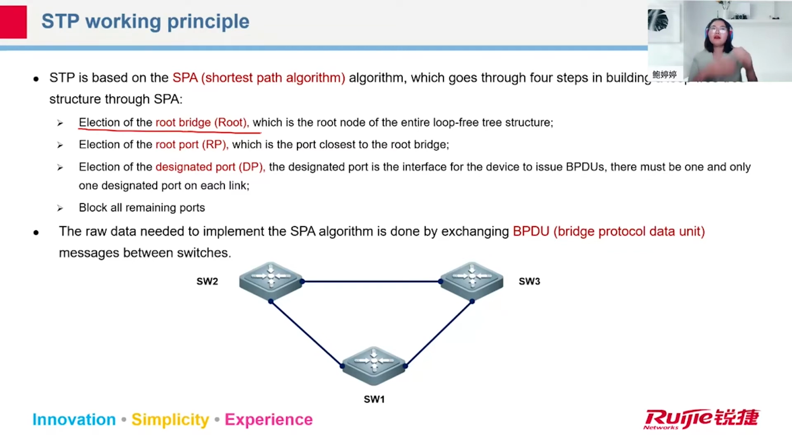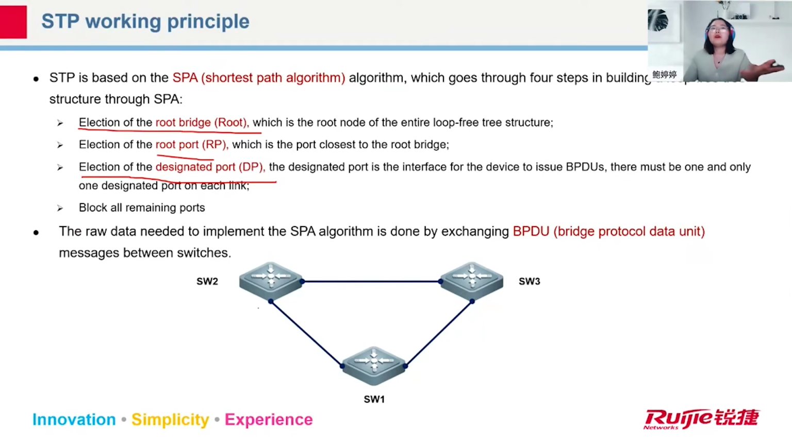And the second one, except for the one root bridge, the rest of the switches we call non-root. And for each non-root switch, there is one RP, one root port. For the root port, we will select the lowest cost value connecting to the root. And then on each link, we have to decide one designated port, one DP. Okay, this is a DP. And the rest of the ports will be blocked as an AP, alternate port. And a blocked interface cannot work.